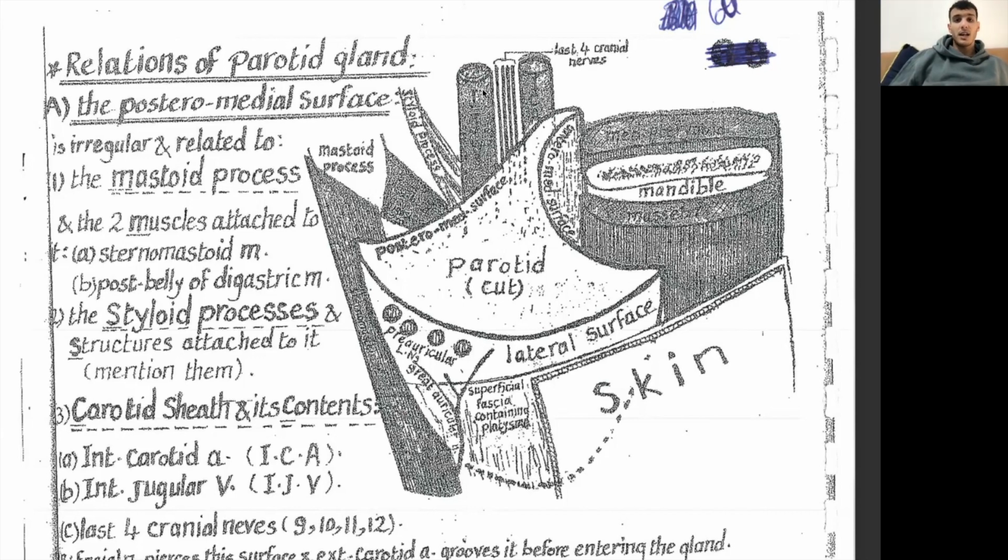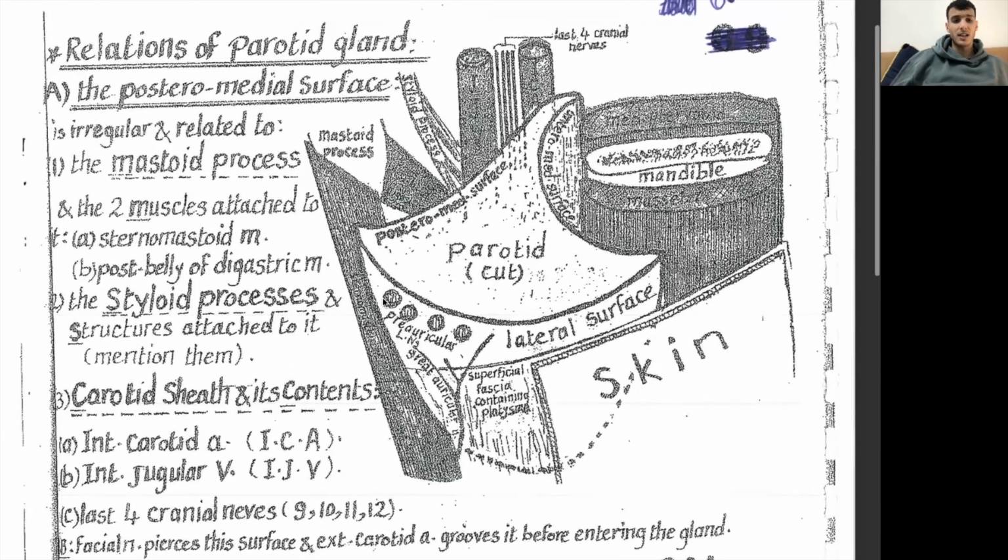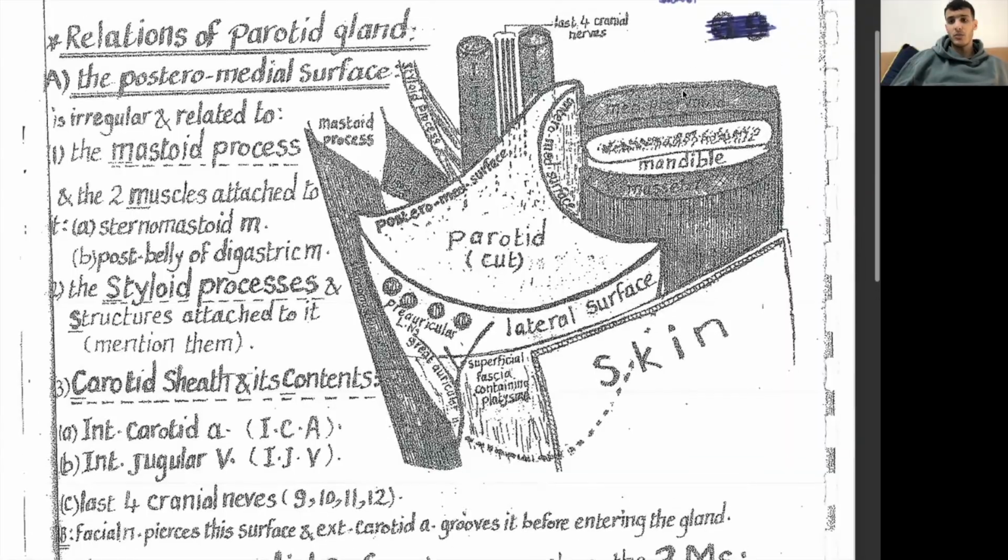Plus, we have the carotid sheath and its contents, so the internal carotid artery and internal jugular vein, plus the last 4 cranial nerves. So there'll be cranial nerve number 9, glossopharyngeal, cranial nerve number 10, vagus, cranial nerve 11, accessory, cranial nerve number 12, hypoglossal. So if you mention all of those things that are in close relations with the posteromedial surface of the parotid gland, that'd be nice to give general information about what you know about the relations.